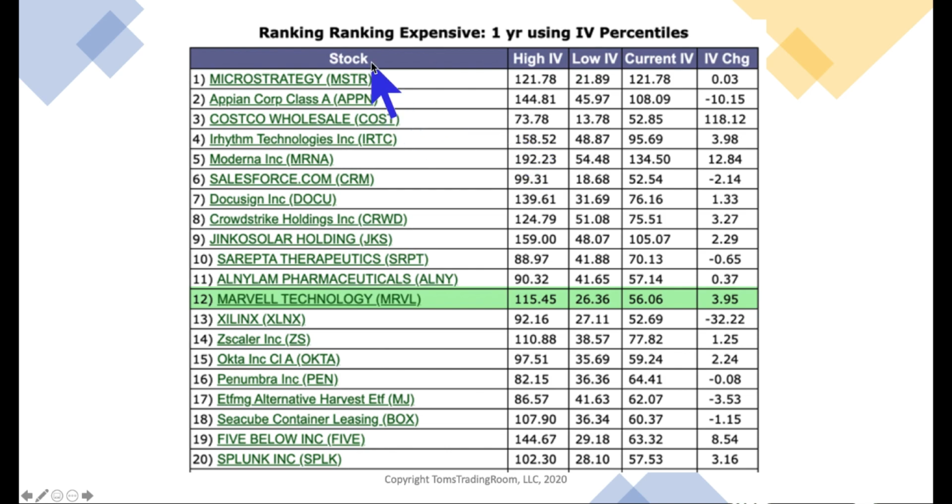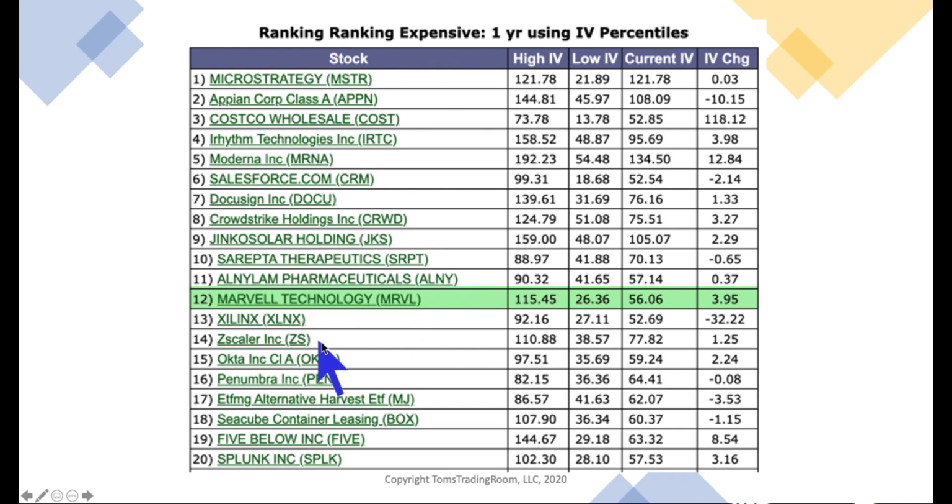Now, let's look at some other companies that are popular when you see them. Moderna is on here. Obviously, they're high because they're part of the COVID vaccine area, and so that's going to be high. Salesforce is on this. DocuSign, CrowdStrike. Come on down, you can see Marvell Technology. Now, I have that one in green because I'm going to talk about it in just a moment.